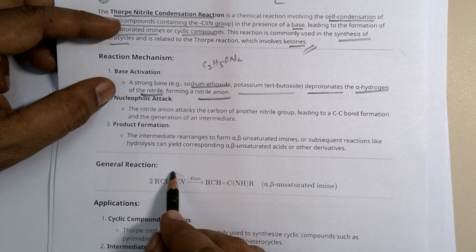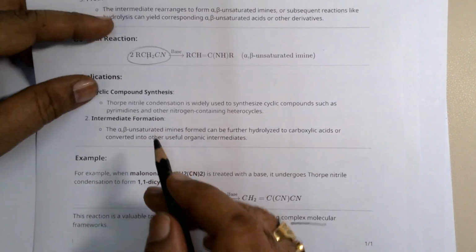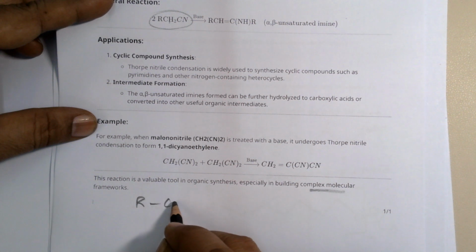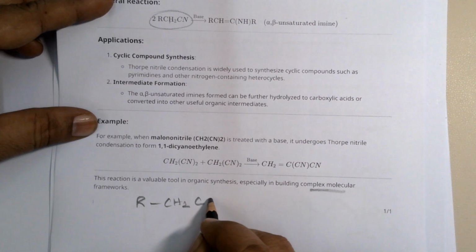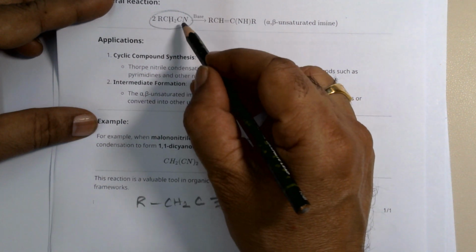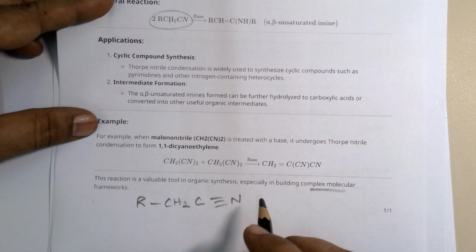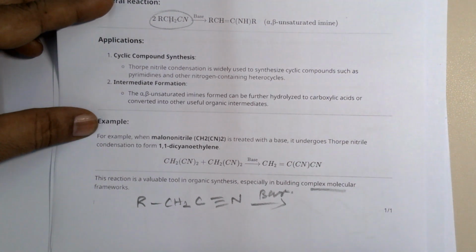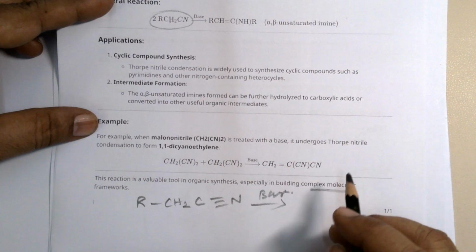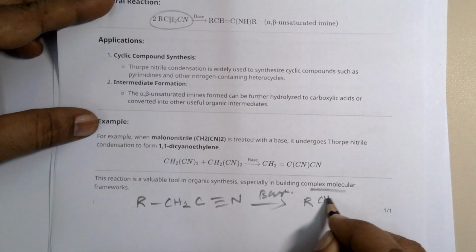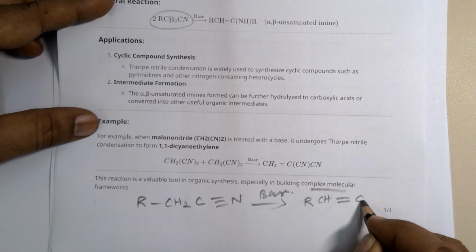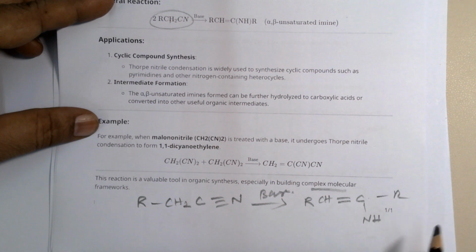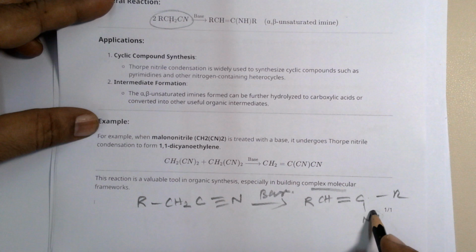For example, let us consider this structure. What is the structure of this one? R, then CH2, and then C triple bond N. So this is the cyanide, or nitrile. And here what happens is you are adding a base. By adding a base, you are able to get R, CH double bond C, and you have NH also here, and then R. So such types of compounds are formed, and this is called imine.